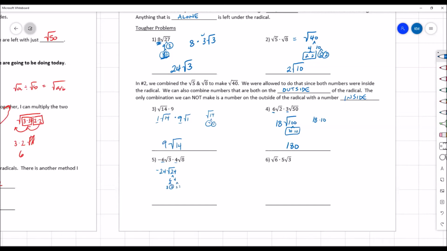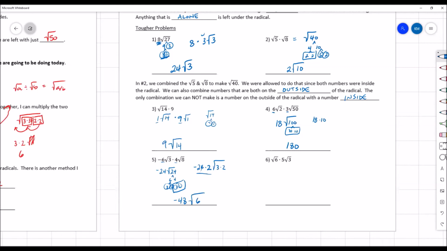Okay, all those are prime. Okay, so we have a pair of 2s that we take out. So on the outside, we have negative 24 and the pair of 2s that we took out. And then on the inside, we have the 3 times 2 we couldn't take out. There are no pairs. So we multiply the outsides together. Negative 24 times 2 is negative 48. Multiply the insides together. Radical 3 times radical 2 is radical 6.